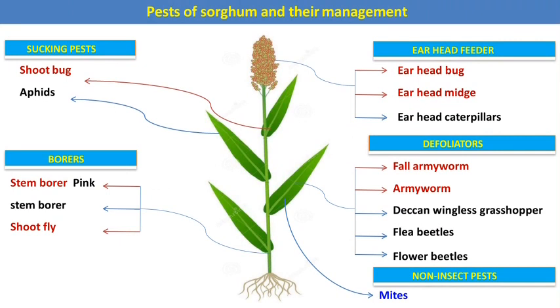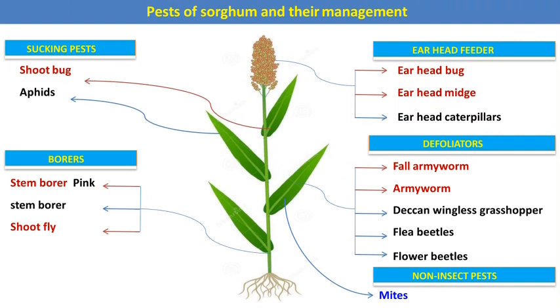Borers, as the name indicates, bore the tender shoots or the stem of the sorghum and reduce the yield. Then the next category is earhead feeders. The earhead is the major portion of the sorghum in which grain development or grain formation occurs. During the grain development stage, different bugs, midges, and caterpillars infest the earheads and cause severe loss in the yield.